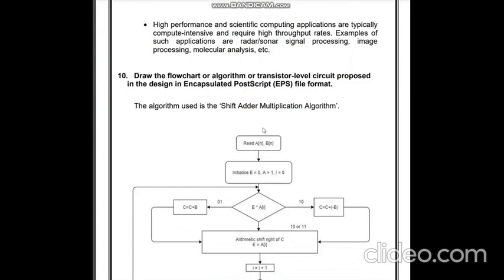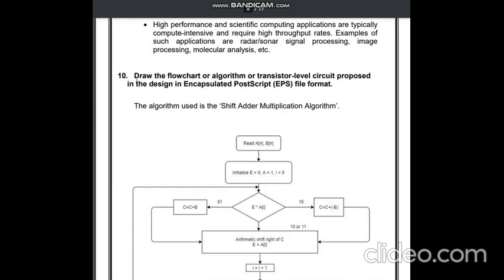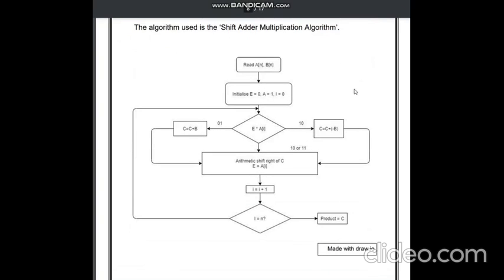Okay, let's go to the last question of the digital assignment. Draw the flowchart or algorithm of the transistor level circuit proposed in the design in EPS file format. So the design used is the shift adder multiplication algorithm. So first A and B are read, then it is initialized with E equal to 0, A equal to 1, I equal to 0. Then it goes to E star AI.